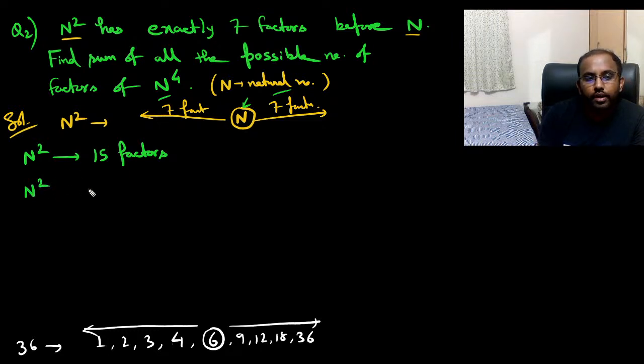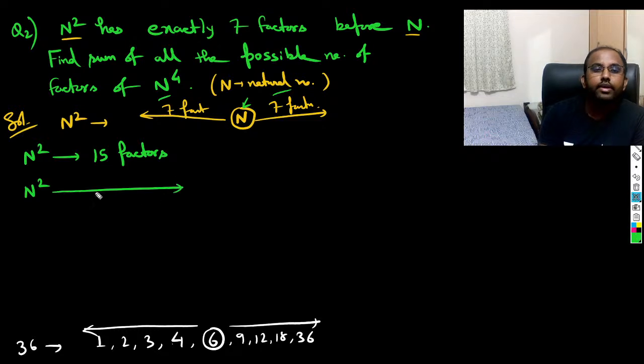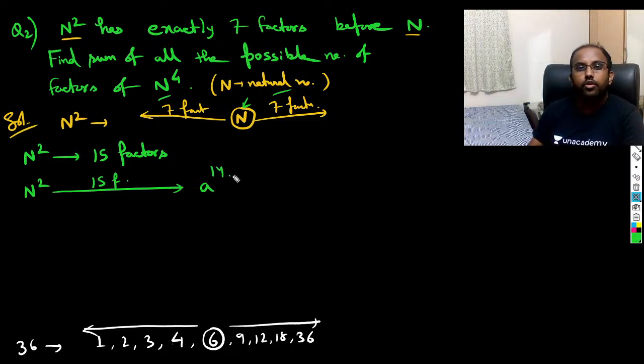So if n square has got 15 factors, if I don't break 15 at all, I can write n square in the form of what? A raised to 14. Okay, so I can write n square in the form of a raised to 14, or better I should write here p1. P1 is any prime number. So any prime number p1 raised to 14.